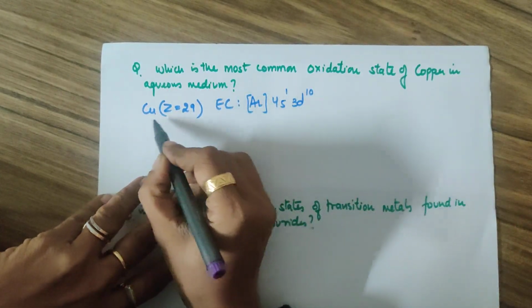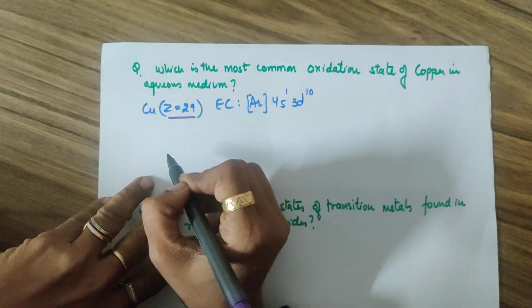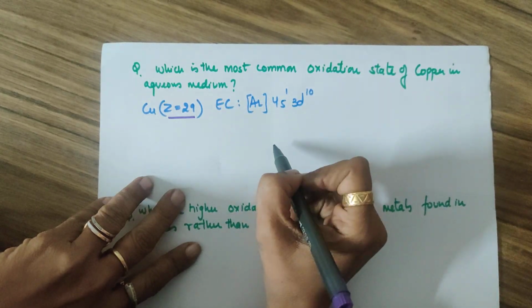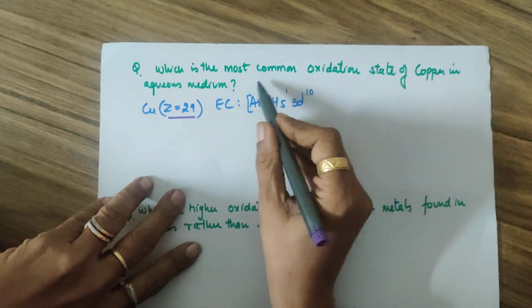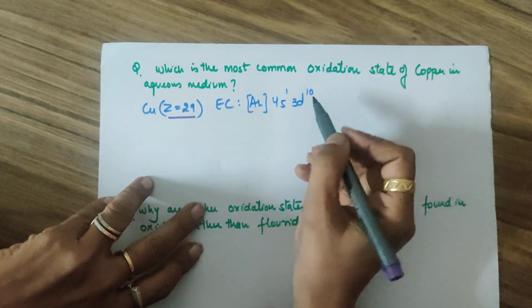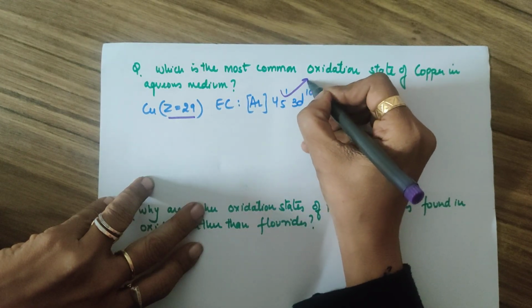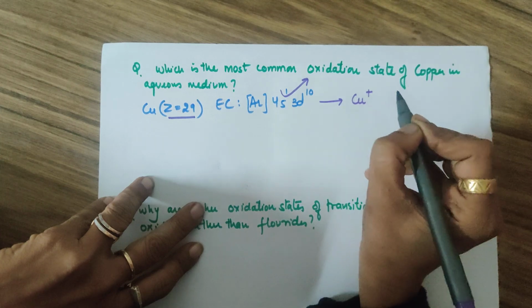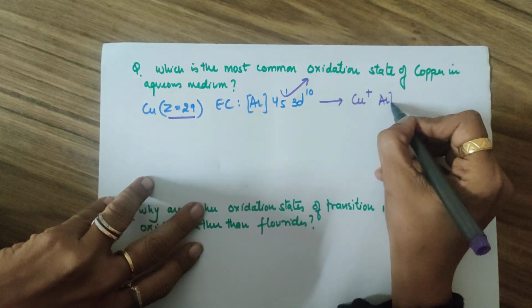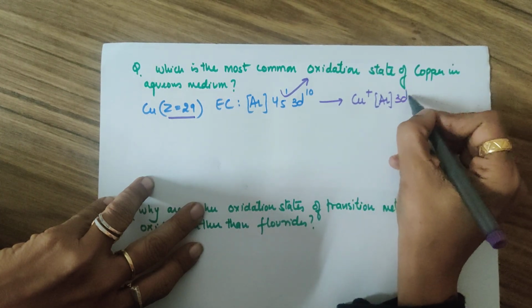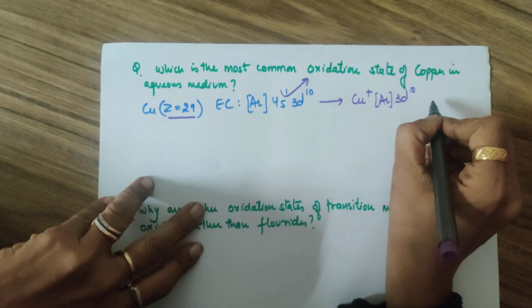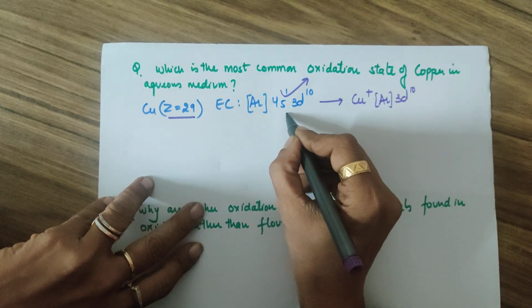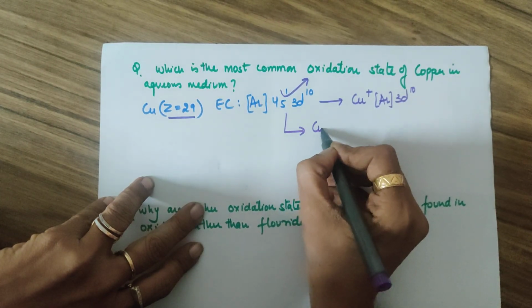Talking about copper, you should know the atomic number is 29. The electronic configuration looks like this. From the electronic configuration, it is apparently clear that the electron to be lost is 4s1. So the common oxidation state expected is copper plus 1, which would have argon 18 and a 3d10, is what we expect. But if I say no, you very well know it exists as copper 2 plus.